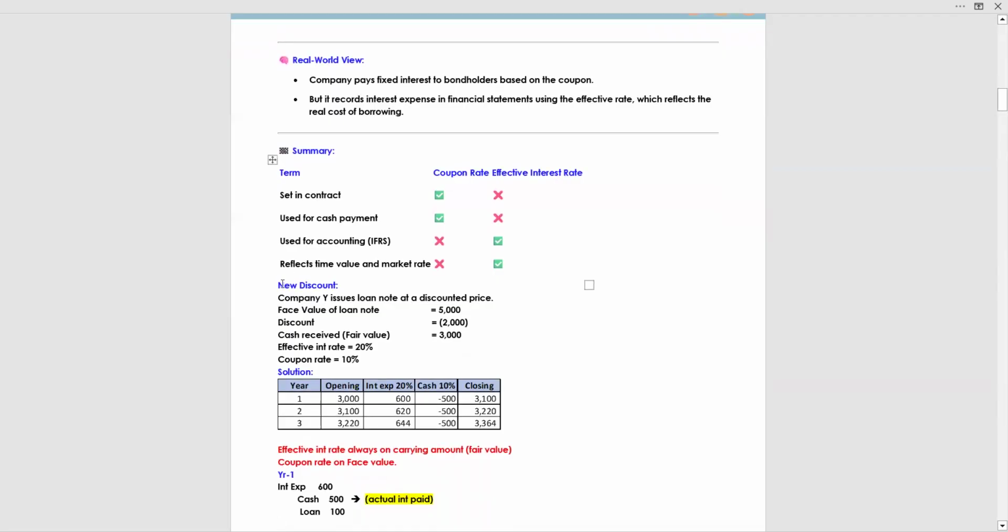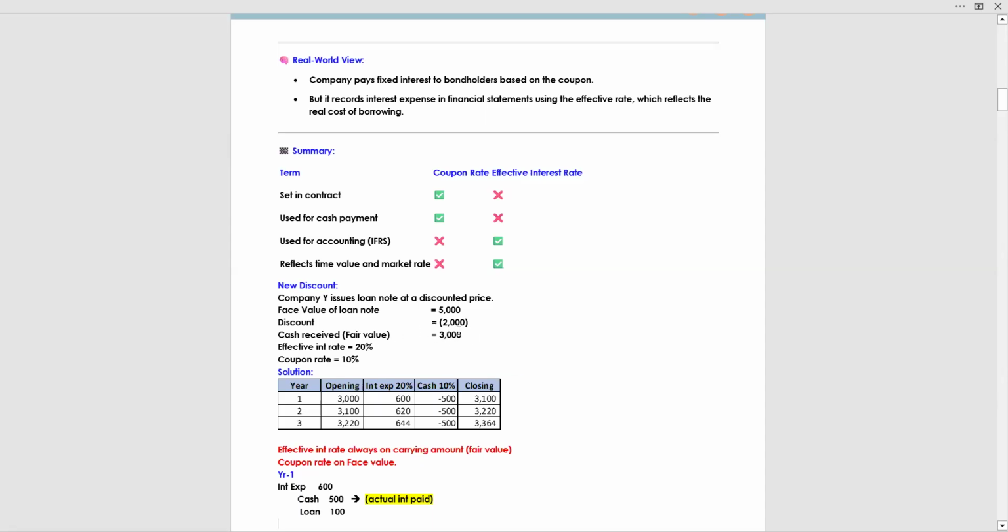What if a company offers a discount on the loan note or on the bond? Let's solve this one. Company Y issues a loan note at a discounted price. Face value of the loan note is 5,000. The company offers a discount of 2,000. So the cash received, the fair value, is 3,000. Effective interest rate is 20%. Coupon rate is 10%.